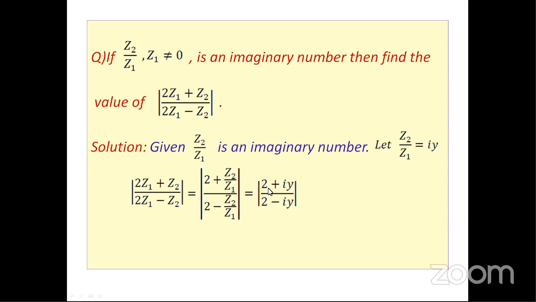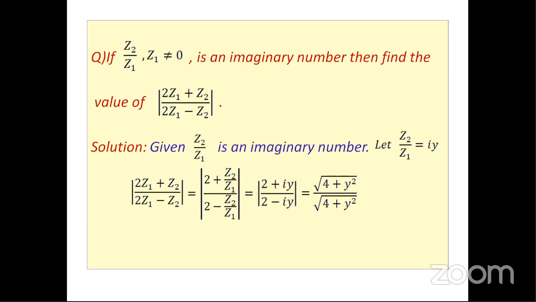So mod of (2 + iy)/(2 − iy). Now we have seen one important condition when we have taken modulus: mod of z1 by z2, when you are calculating, can always be taken as mod z1 by mod z2, isn't it? So making use of that, we will take the modulus of the numerator and the modulus of the denominator to calculate this. What is the modulus of any complex number?